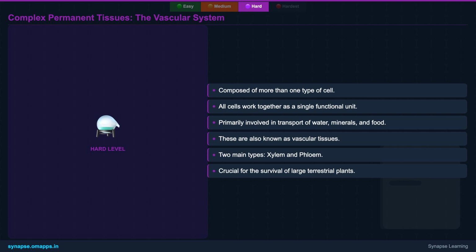On the other hand, we encounter complex permanent tissues. These are far more sophisticated, composed of multiple types of cells, each with distinct features, but all collaborating seamlessly to execute a specialized function. Their primary role is transport, forming the plant's vital plumbing system. These complex tissues, namely xylem and phloem, are indispensable for the survival and growth of larger terrestrial plants, enabling them to move water, minerals, and food efficiently across long distances.